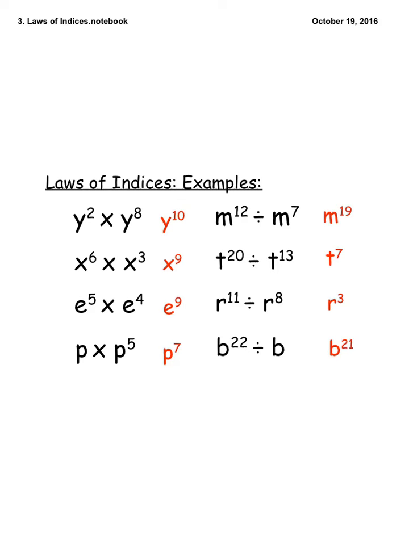Be careful there. The b on its own is b to the power of 1. We don't write the 1 because everything to the power of 1 is just itself.